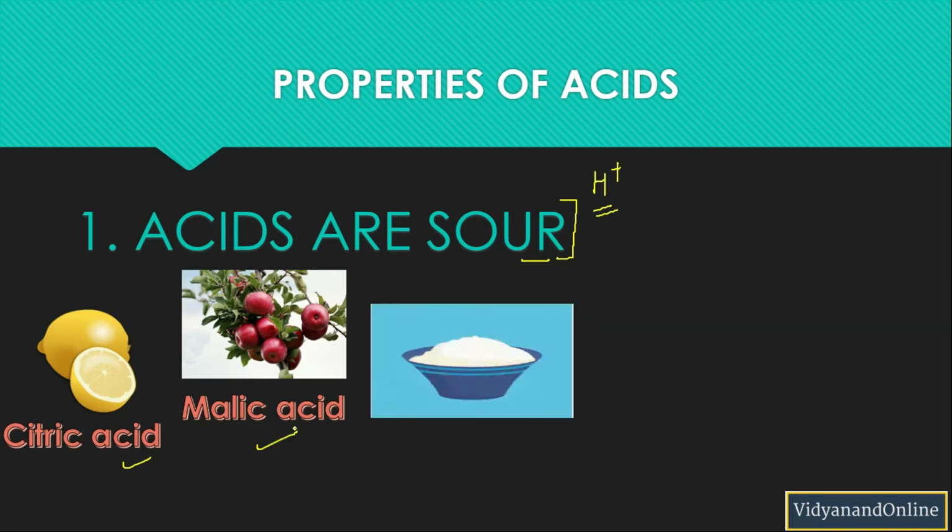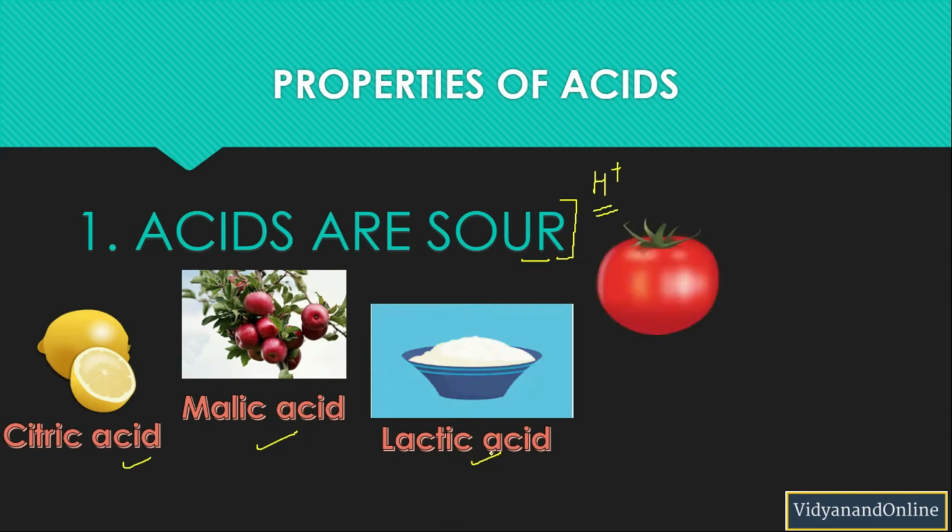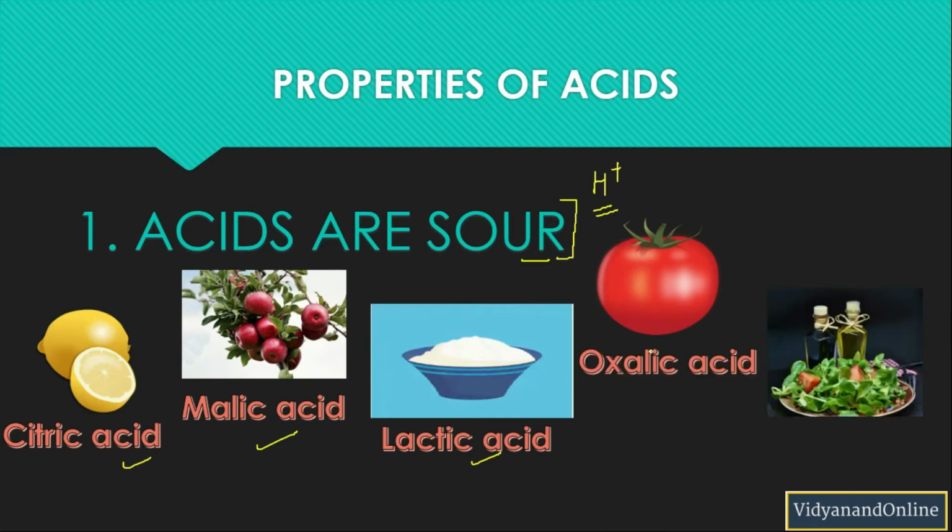Okay. Now this is curd. So we all know that in curd lactic acid is present, and that is why it tastes sour. Again, tomato, it also contains an acid which is oxalic acid. And a last example here is vinegar. So vinegar is what? Vinegar contains 5 to 8% of acetic acid, and it also tastes sour. So the first property is acids are sour in taste.